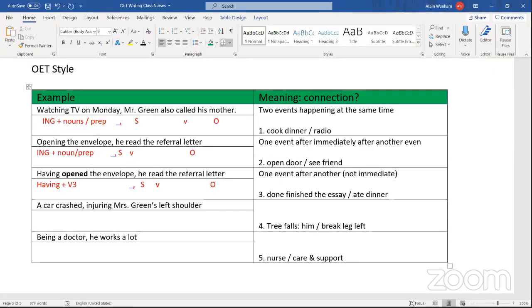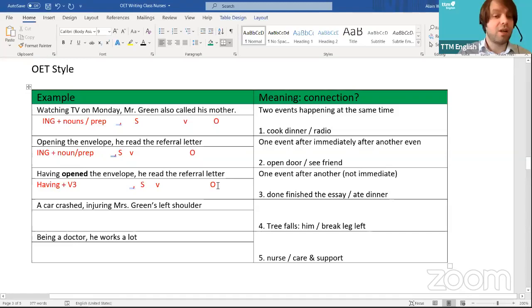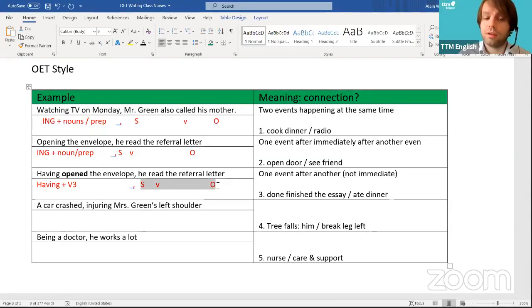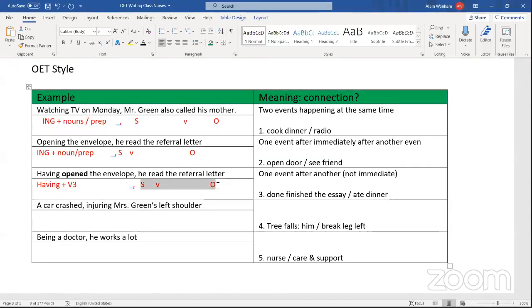Having passed in my exam. Then subject, verb, object. Having passed my exam, I started nursing or whatever. I started at the hospital or something. Yeah, you got the idea. And I'm going to give you another example in a second.